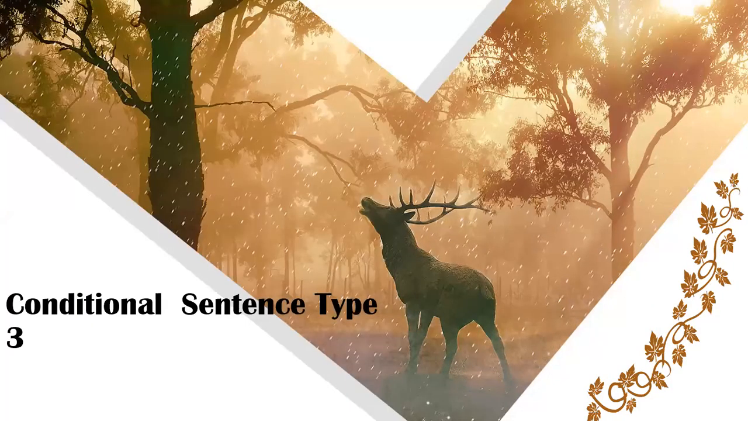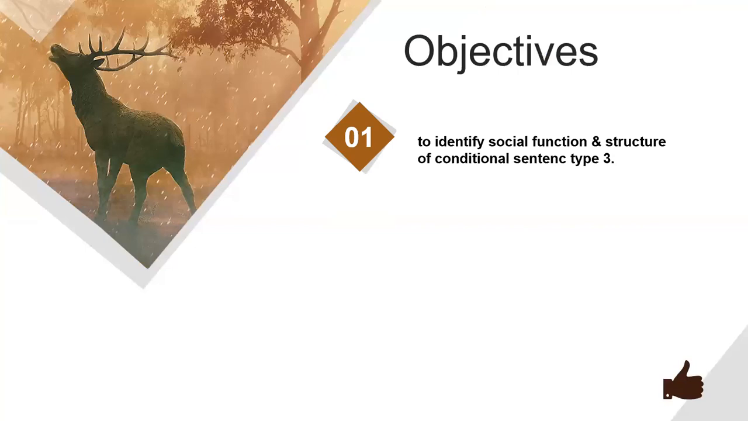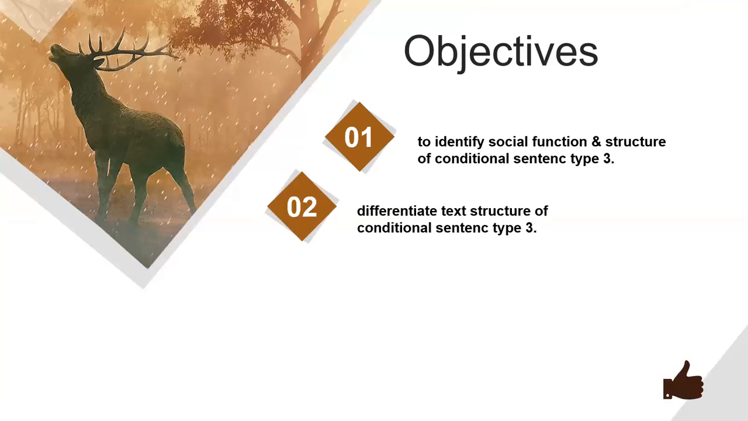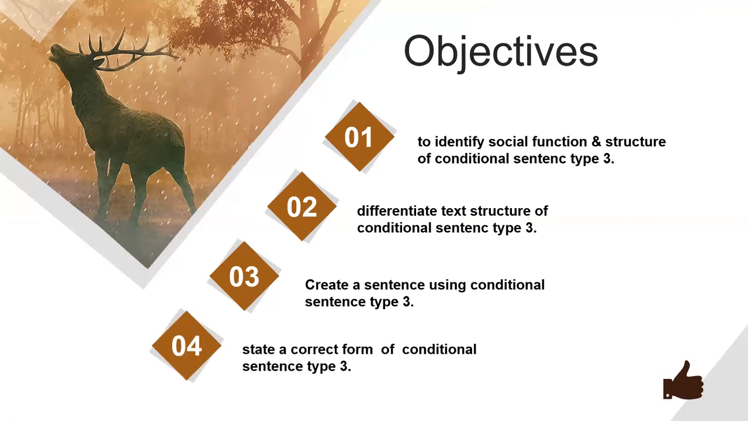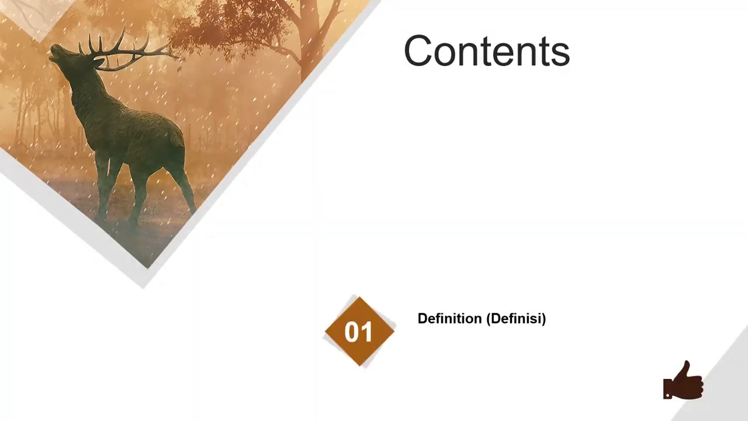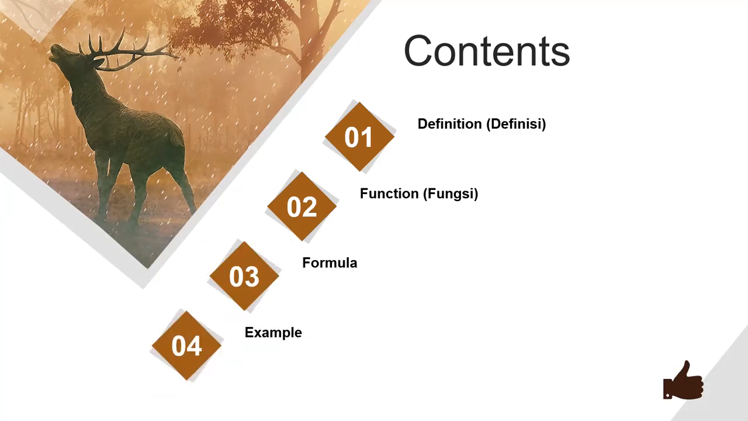our purpose or our objective of learning this topic. The objective is to identify the social function and structure of conditional sentence type 3, to differentiate the structure of conditional sentence type 3, to create a sentence using conditional sentence type 3, and to state a correct form of conditional sentence type 3. So those are the objectives of our learning today. The content is definition, function, and then formula and example.